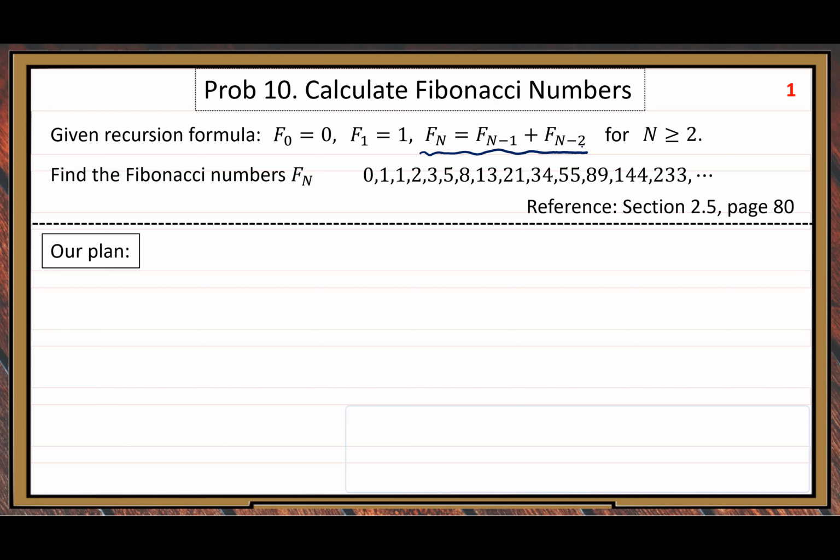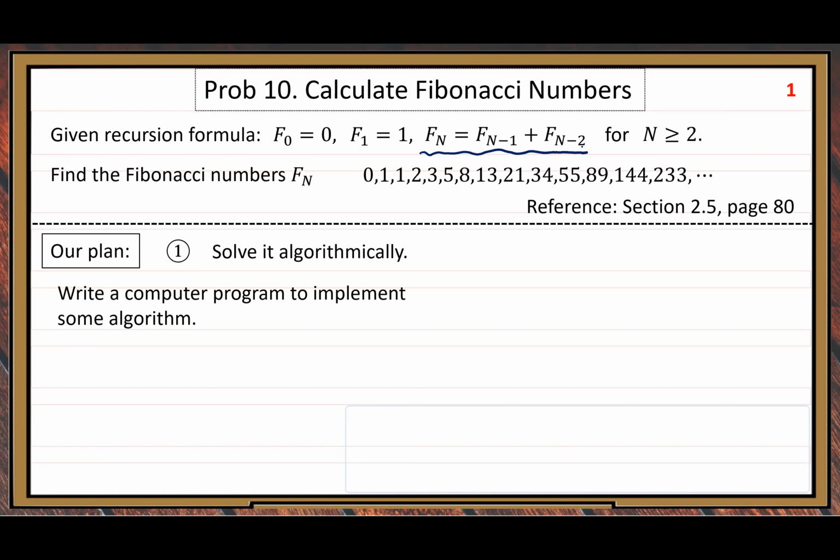Our plan, because we need to learn some interesting properties. The first time we solve it algorithmically. So we use computer algorithms to solve this problem the first time. That is, write a computer program to implement some algorithm. That's the first way. The second way is to solve it mathematically.